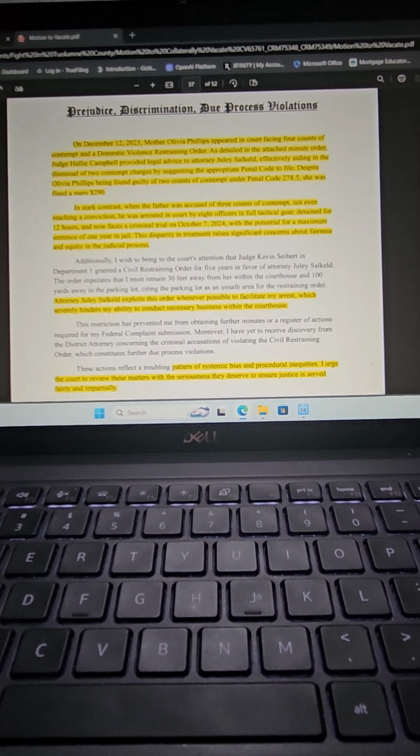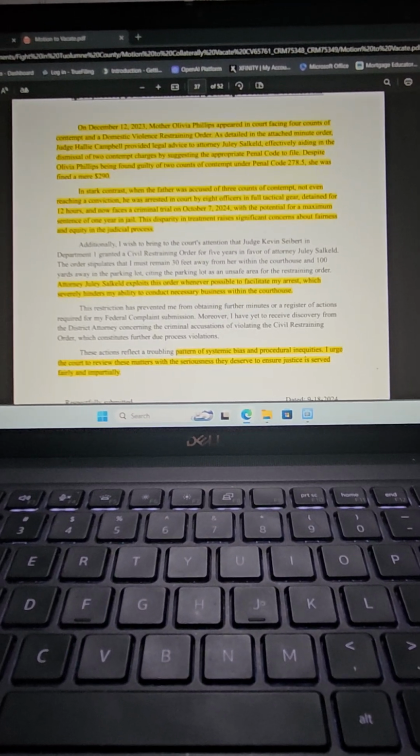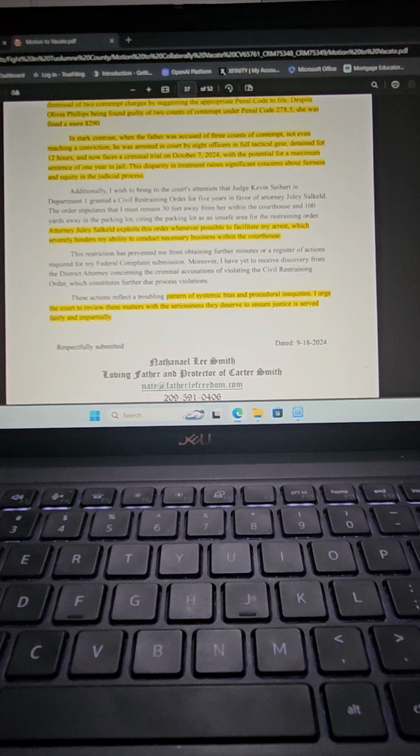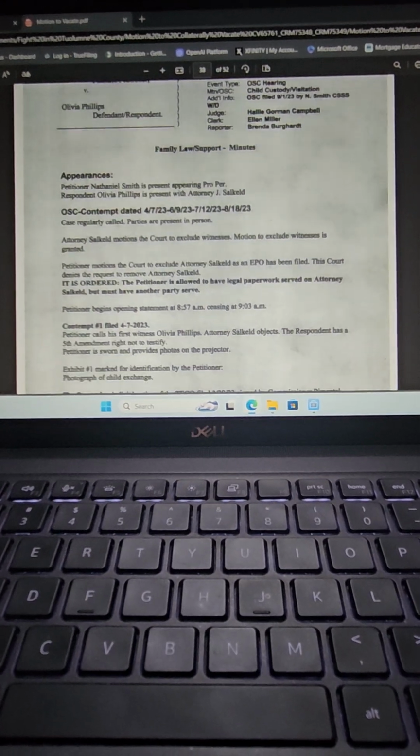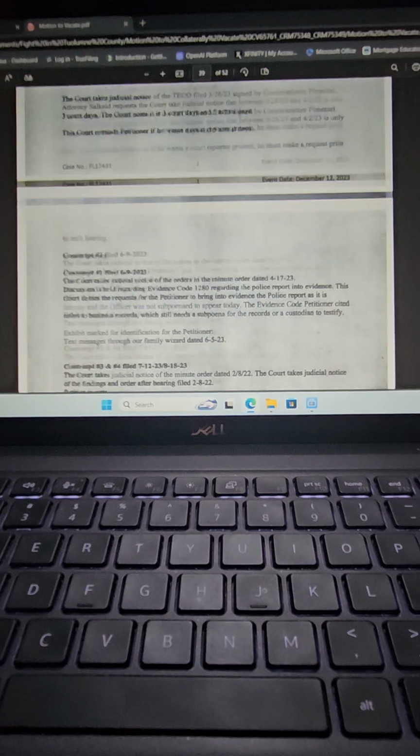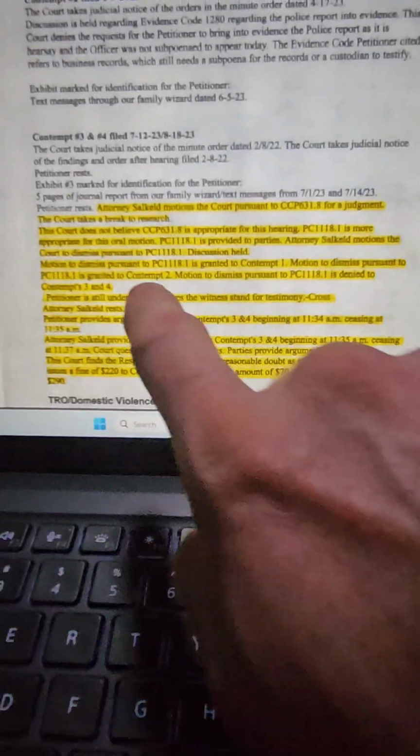This goes into how Olivia Phillips, the disgusting mother that she is, basically kidnapped my child under false pretense. She lied. Here's the court minutes from December 12th. This shows here. I'm going to show you guys how pathetic Julie is. You ready for this? Okay, you guys try to say, "Oh, Nate's a pretend attorney." Okay, what does this say?